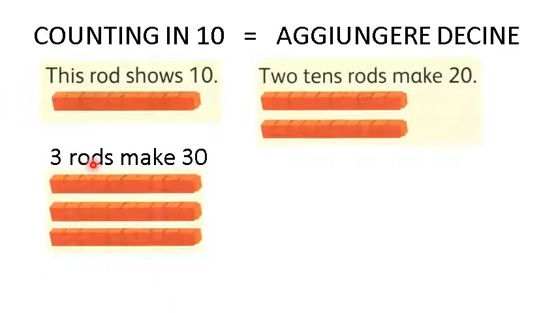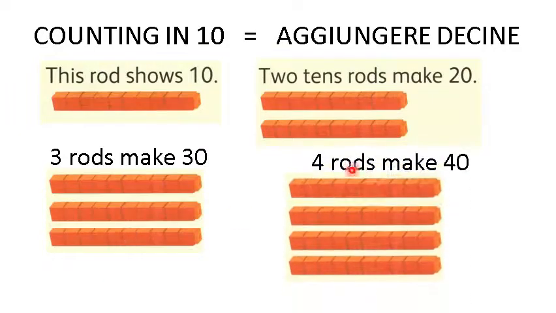3 rods make 30. Sorry, 3 rods make 30. 10, 20, 30. And 4 rods make 40. 10, 20, 30, 40.